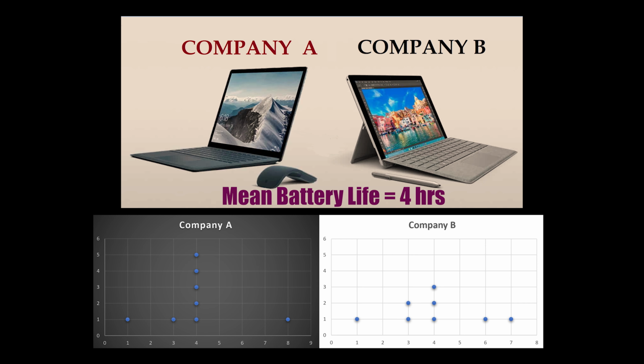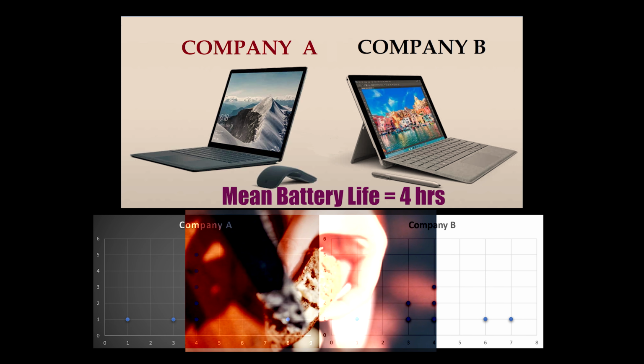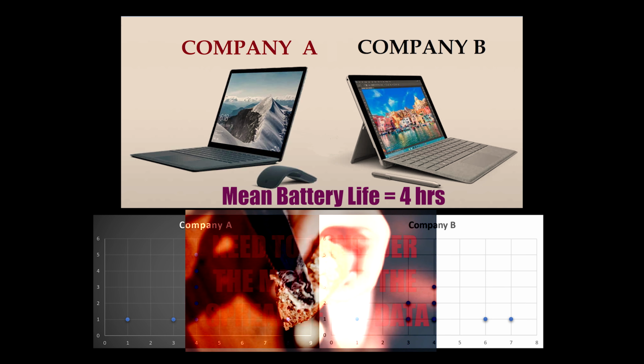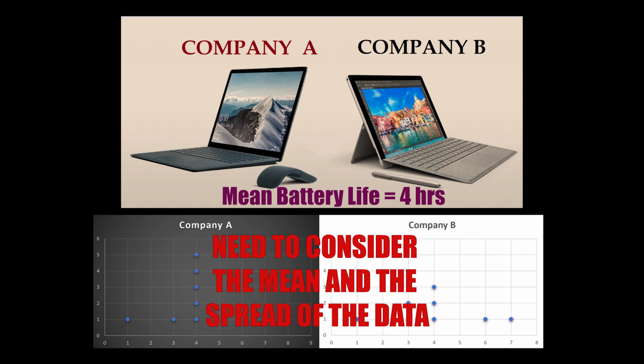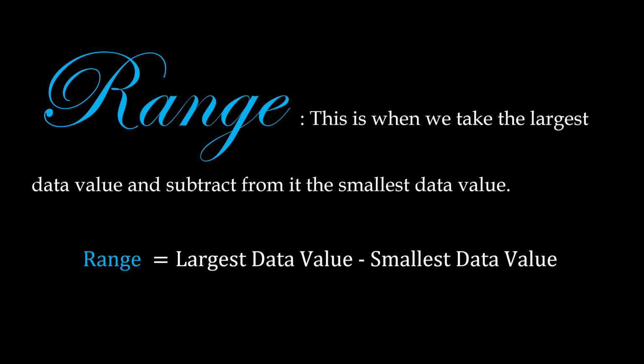So one way to choose the better computer is to pick the one with less spread in its data. So we can see that given the mean alone can be useless, we must also figure out a way to quantify the spread of the data. One way we can quantify the spread is by considering the range. This is when we take the largest data value and subtract from it the smallest data value.